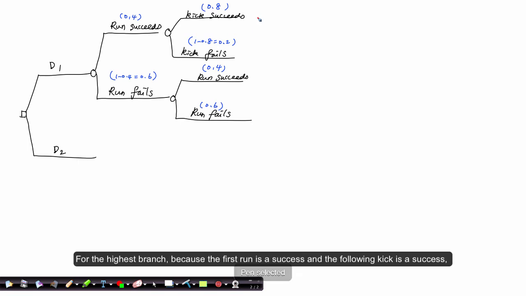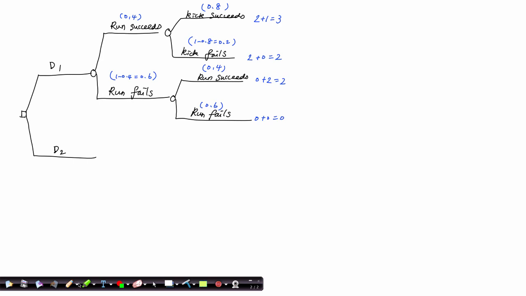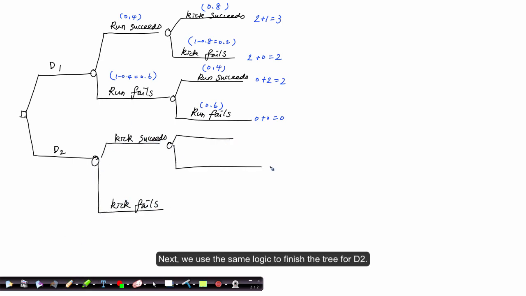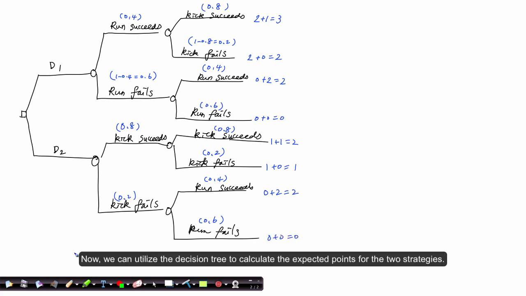For the top branch, because the first run is a success and the following kick is also a success, we have 2 points plus 1 point, leading to a total of 3 points as the end result. We can use the same logic to fill in the final outcome of the remaining branches for D1. Next, we will use the same logic to finish the tree for D2.